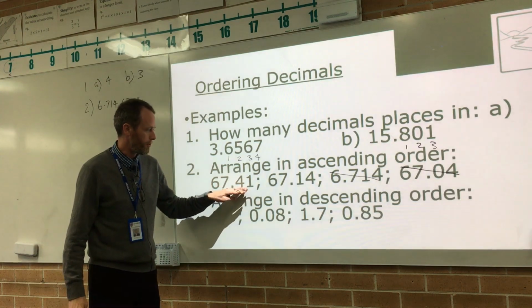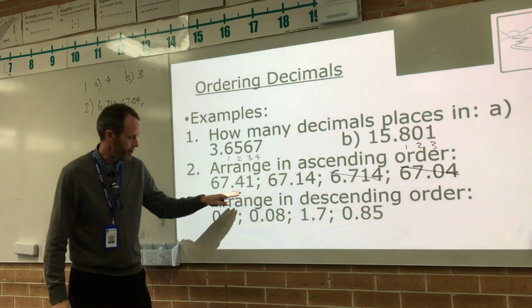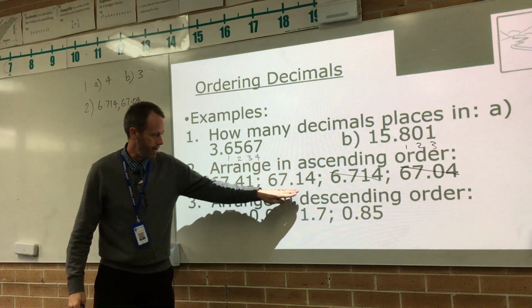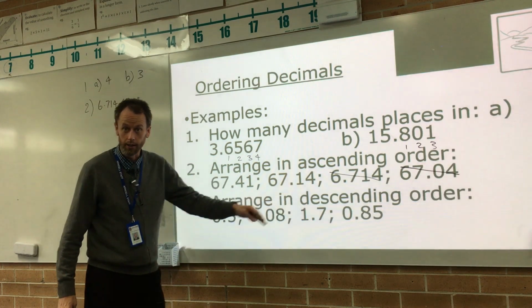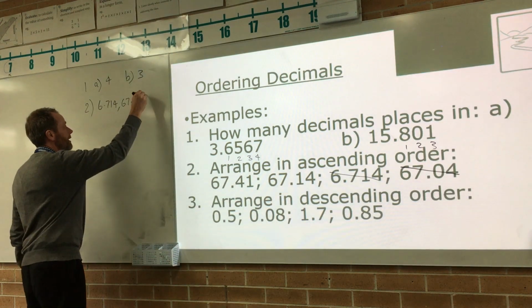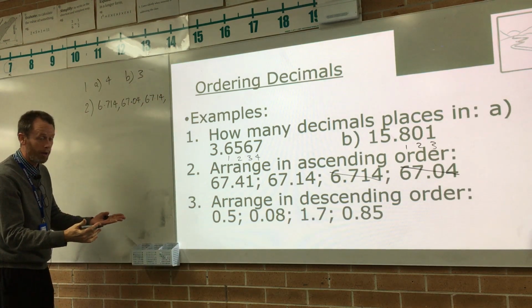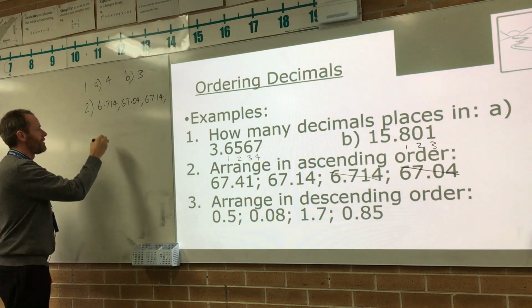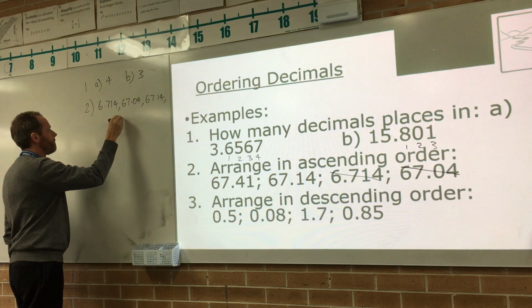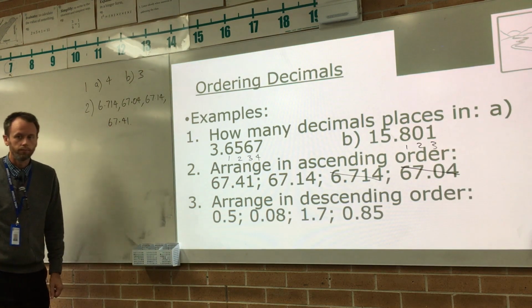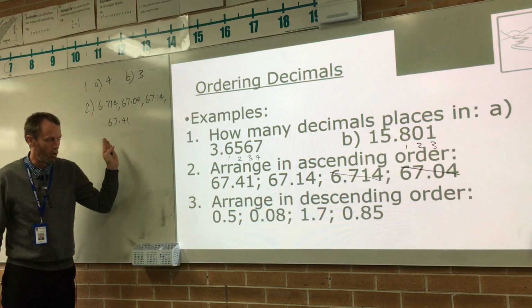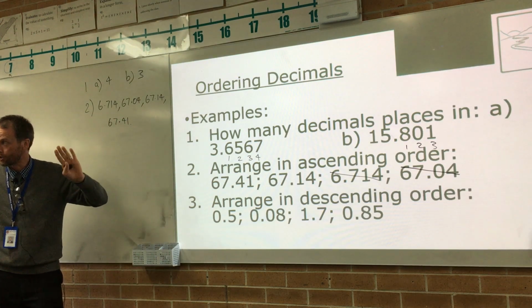And now I've got to work out which one's going to be higher. You go to the first decimal place. And somebody called it out then. They said 14, or 14 we would normally say. So it's 67.14. And finally, our last one, of course, would be 67.41. That is in ascending order. To go up, to ascend.